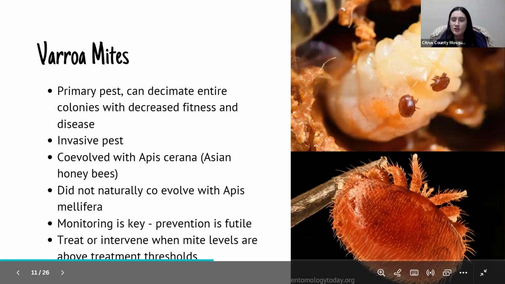So that's why there are treatment thresholds that they have determined at these universities, where a certain level of varroa mite load is not going to be harmful to your honeybees, versus the threshold that, if they cross it, will be super harmful to your colonies. So I'll share resources at the end, some websites that will go over what those treatment thresholds are, and that way you can learn a little bit more about the specifics.